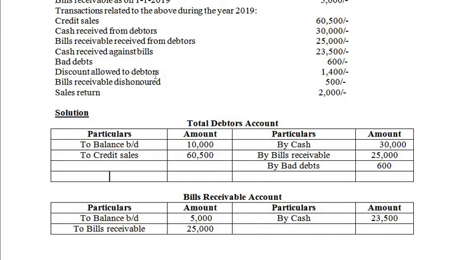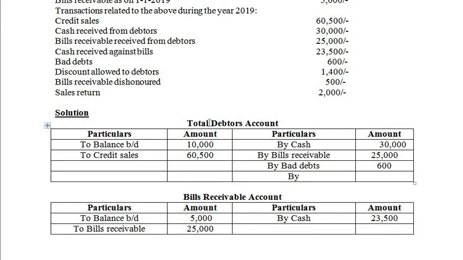Discount allowed to debtors. So where will the entry come? It will come in case of debtors account. I'm sorry, I read it wrong. Discount allowed to debtors. So this is nothing but you are allowing discount to the debtors.